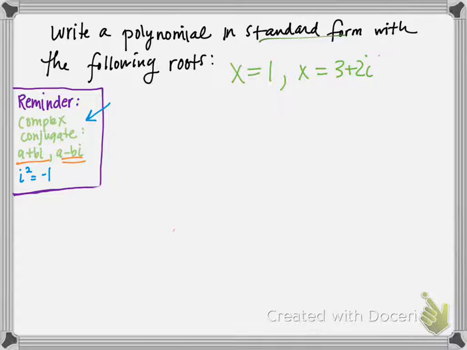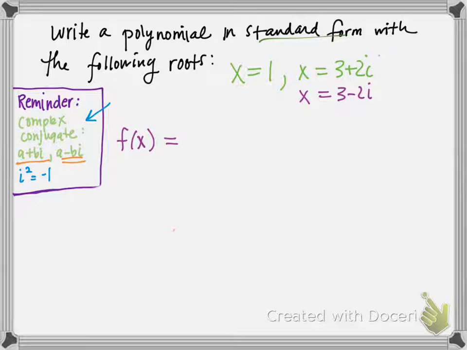For this example, we're going to write a polynomial in standard form with the following roots: x equals 1 and x equals 3 plus 2i. I notice that one of the roots is a complex number because of the i unit, and I know that every complex root comes in a pair. So the complex conjugate, if you have a plus bi, 3 plus 2i, then you would have a minus bi, or 3 minus 2i.